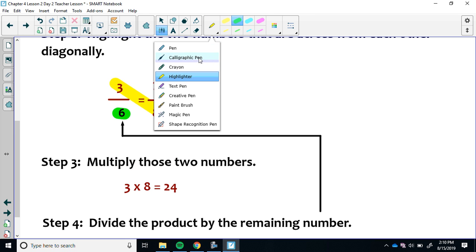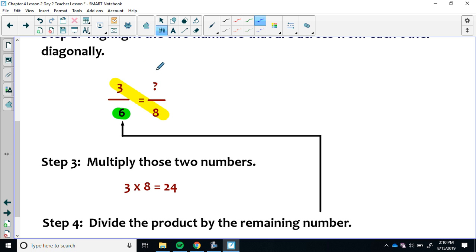So our answer here would be 3/6 is equivalent to 4/8. Now let's just check that. 3 times what gives me 4? 4 divided by 3 is 1.33. So 3 times 1.33 gives me 4. 6 times 1.33 gives me 8.